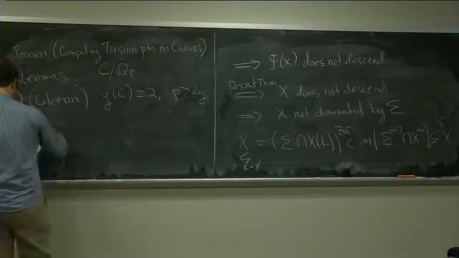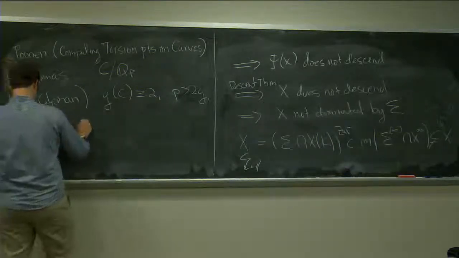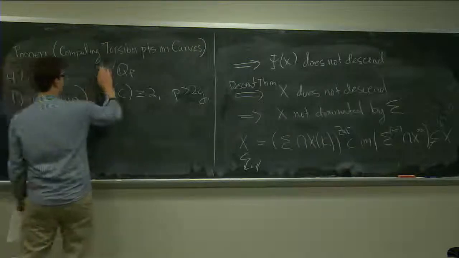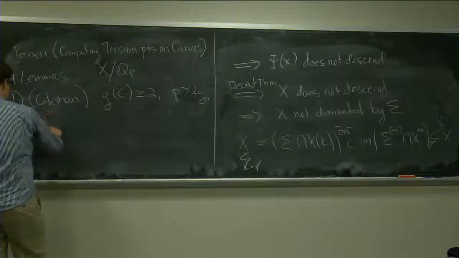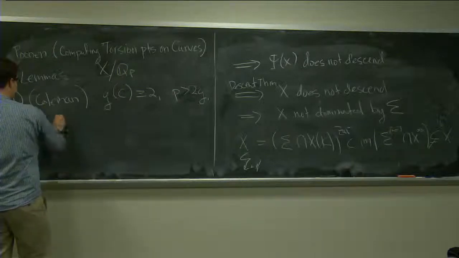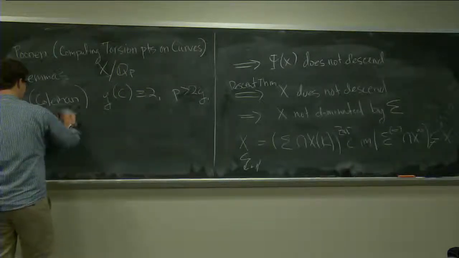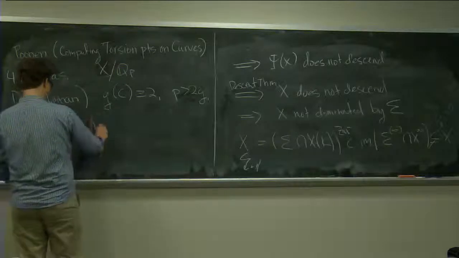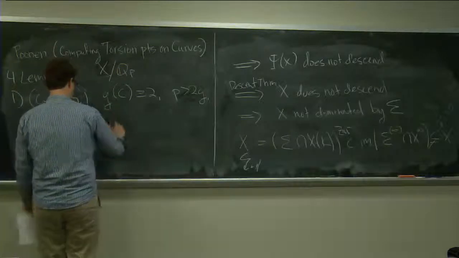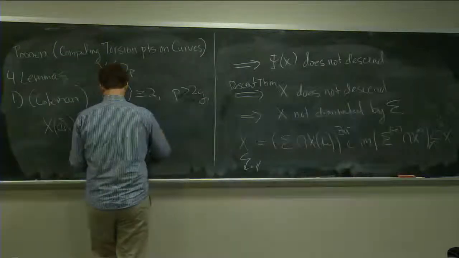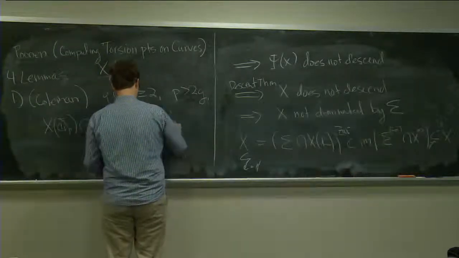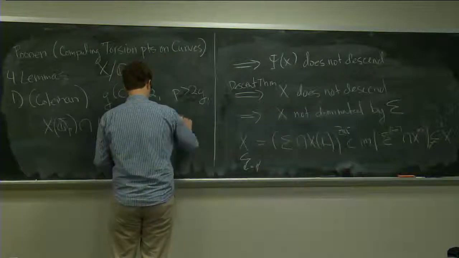And what it says is that for C, let's use x, so I don't mess up the notes. What you can do is take x intersect the torsion points. The torsion points are actually contained in an unramified extension.